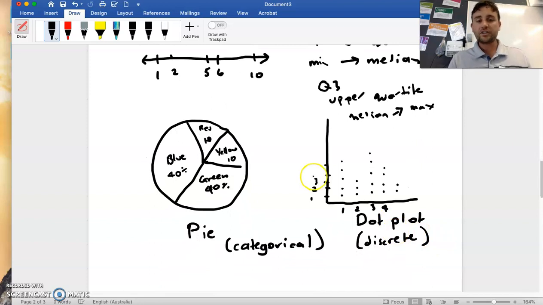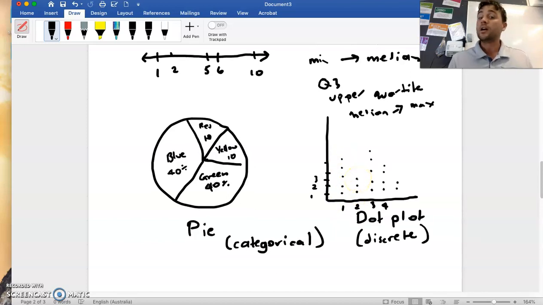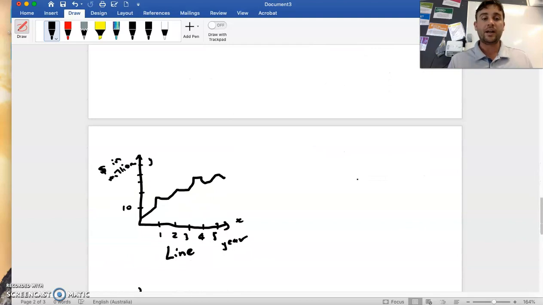So we've got pie charts next. Pie charts are categorical. These are outdated and not really used very often anymore. So if I was talking colours, let's say 40% people liked the colour blue, 40% liked the colour green, 10% yellow, 10% red. That's an example. Dot plots, we use discrete data. So if we had the number 1 pop up 1, 2, 3, 4, 5 times, okay, the number 2 popped up 3 times. That is a dot plot. All right, again, a little bit outdated.